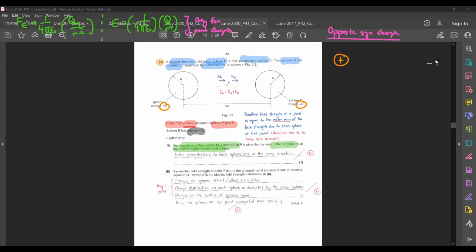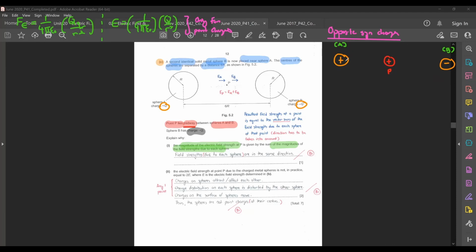So the idea here is that if I have a positive charge and a negative charge here like this, and there's a point P right in the center, consider that you put a positive test charge here to test the field. All right. So if this one is sphere A and this one is sphere B, whatever field strength that you have at point P is actually due to A and B combined together at that point. So you have to consider the individual effects due to A and B first.